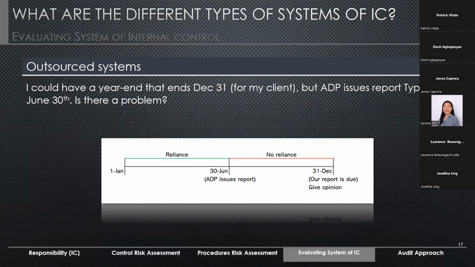So let's say January 1 to June 30th, you see the reliance. You can rely here because ADP issues a report which covers every day before that from the beginning of the year. But here you have no reliance. That's the problem. You can't rely on it for the last 6 months. So even if the type 2 report says yes, it is operating and designed effectively, it's only for the first 6 months, not the last 6 months. Okay, so that's the issue here. Are we good? Okay.